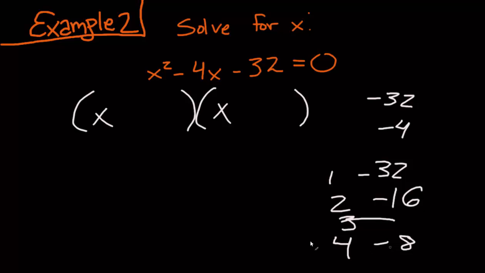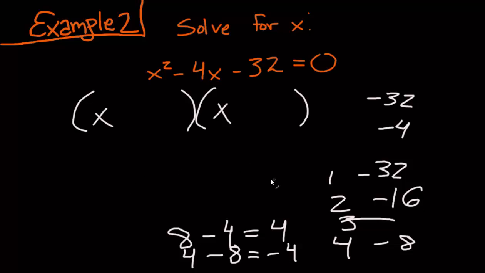And I see that if we took 4 and negative 8, and went ahead and used positive 8 and a negative 4, that equals 4. So we'll go ahead and stick with the original values, and we'll do 4 minus 8, or positive 4 and negative 8, and those will equal negative 4.